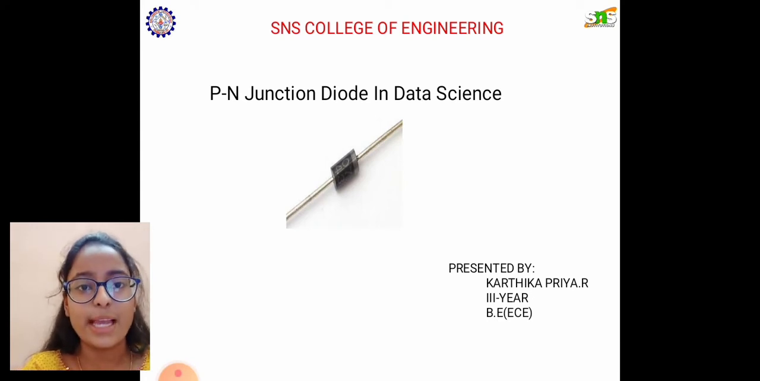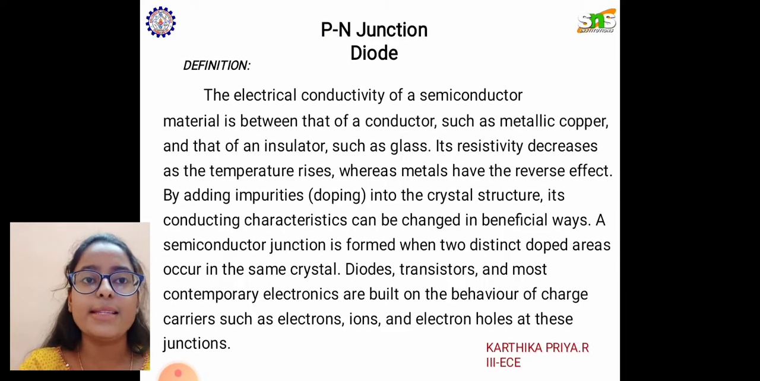Now we are going to see about the CLT presentation based on PN junction diode in data science. Okay, we can see about the definition of a PN junction diode.